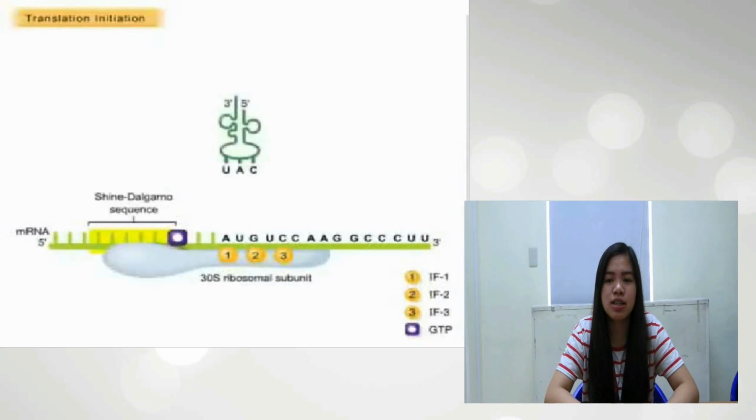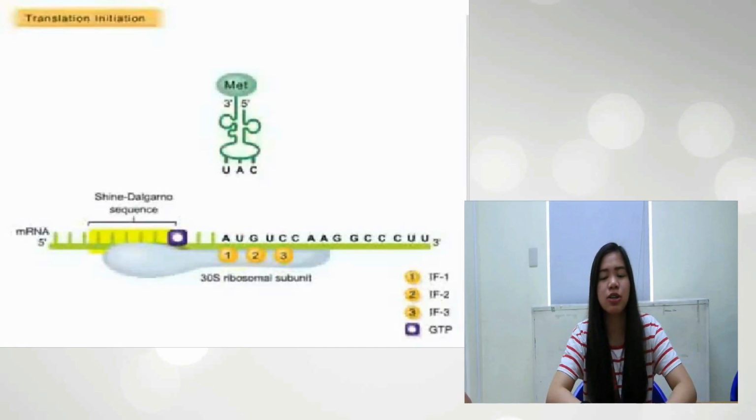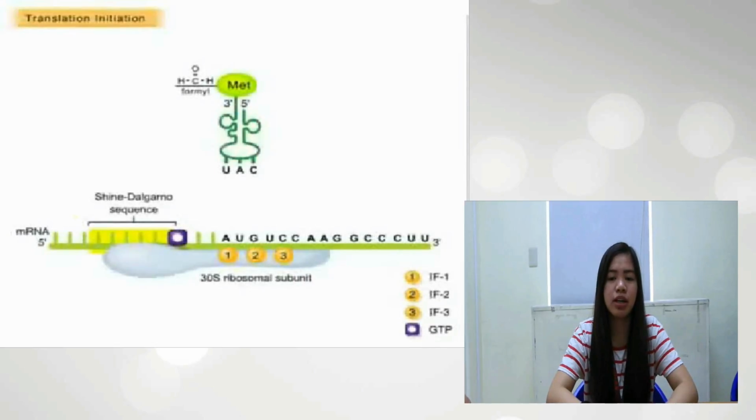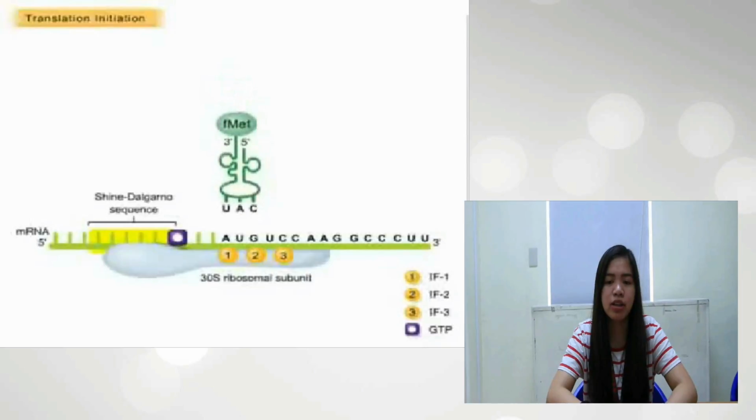Second, translation begins at the start codon, AUG, a few bases downstream of the ribosome binding site. The first AUG in a protein specifies a modified form of methionine. This modification consists of the addition of a formyl group to methionine, making it formyl methionine. The anticodon of this initiator tRNA containing fMet complements AUG.